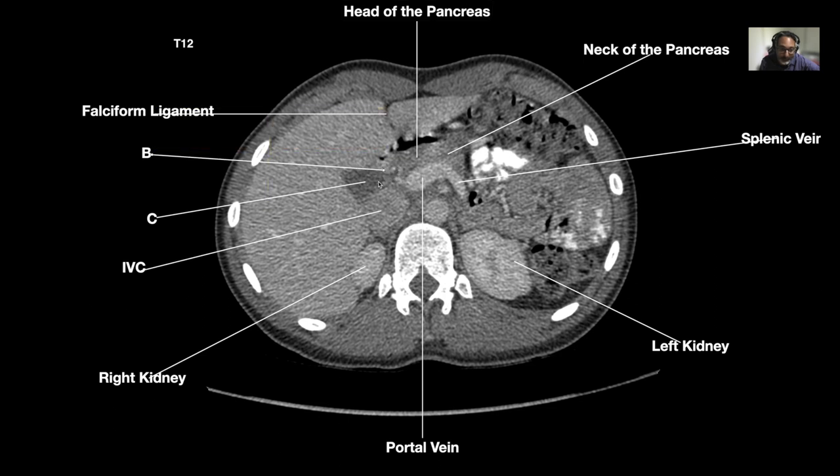That little thing, and that's correct. That's the bile duct. So now it's not pointing to it anymore. That is the bile duct. Let me put it back in. Oops. Yep. That's the bile duct. And C? Yes, C is the gallbladder.